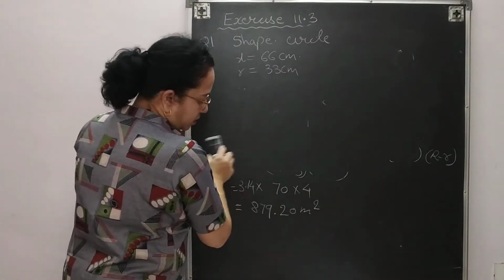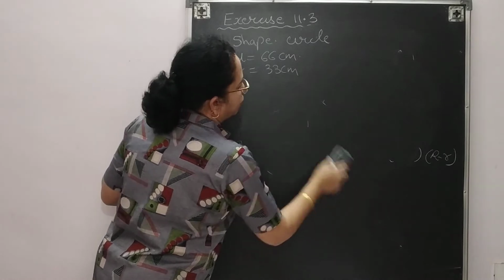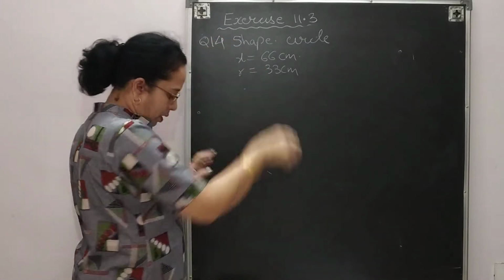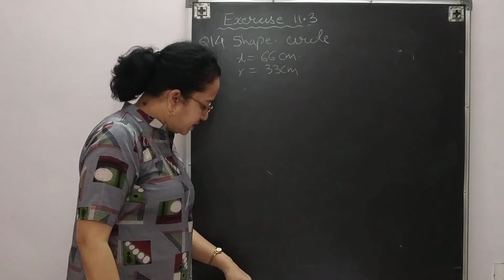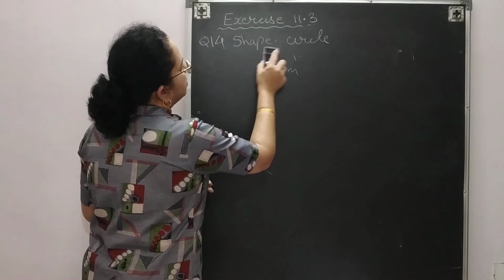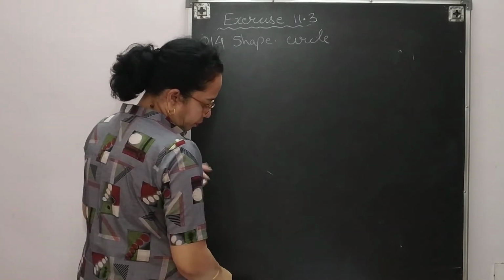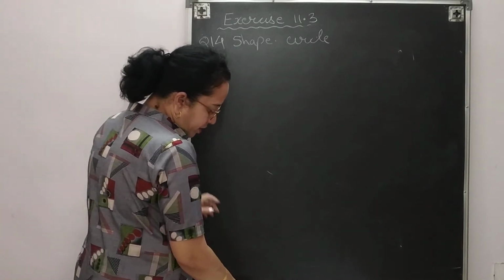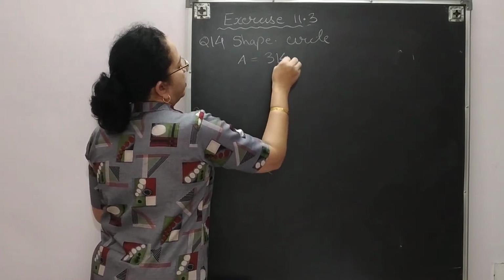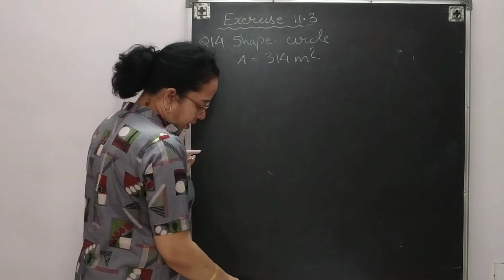Now next is question number 14. Question number 14 is again a circular garden. So the shape given is a circle, and the area here is given as 314 meter square.